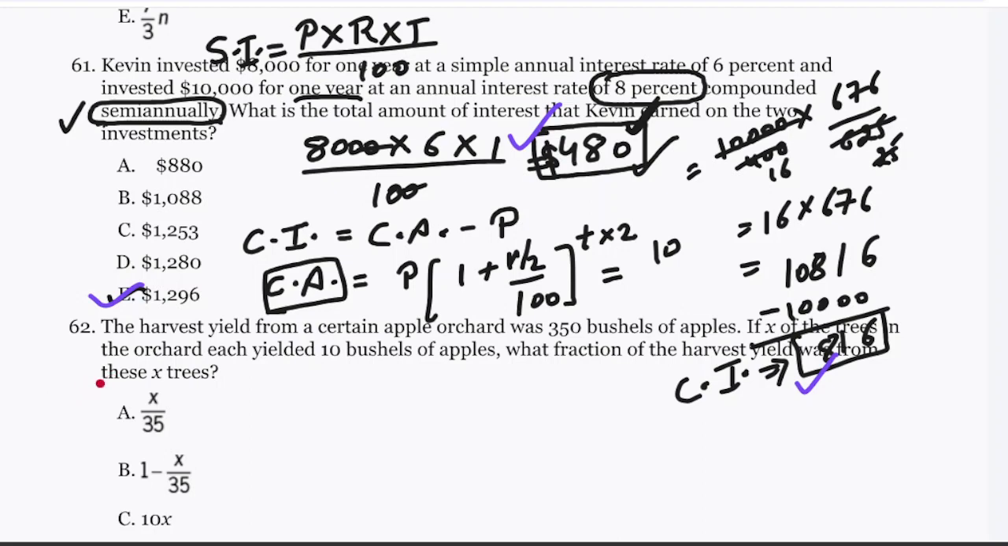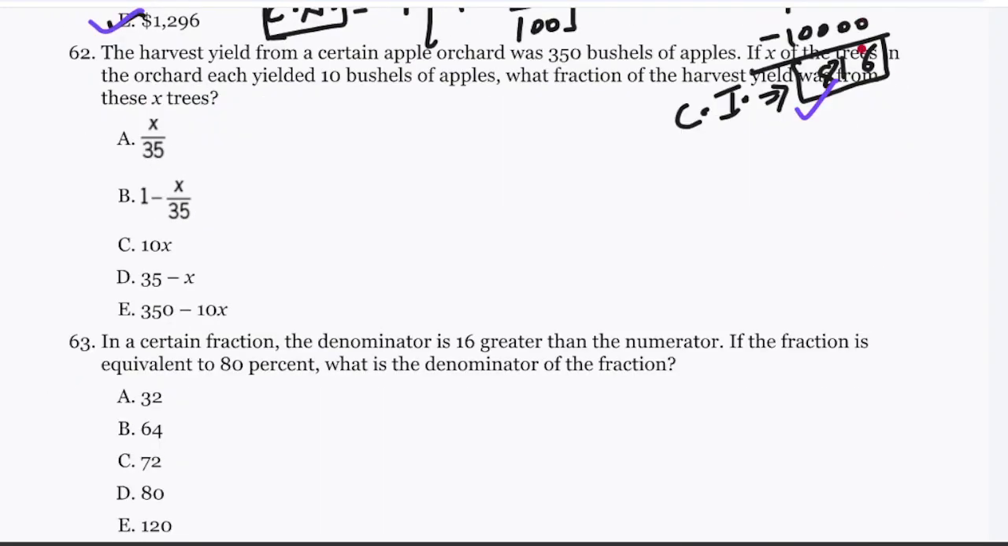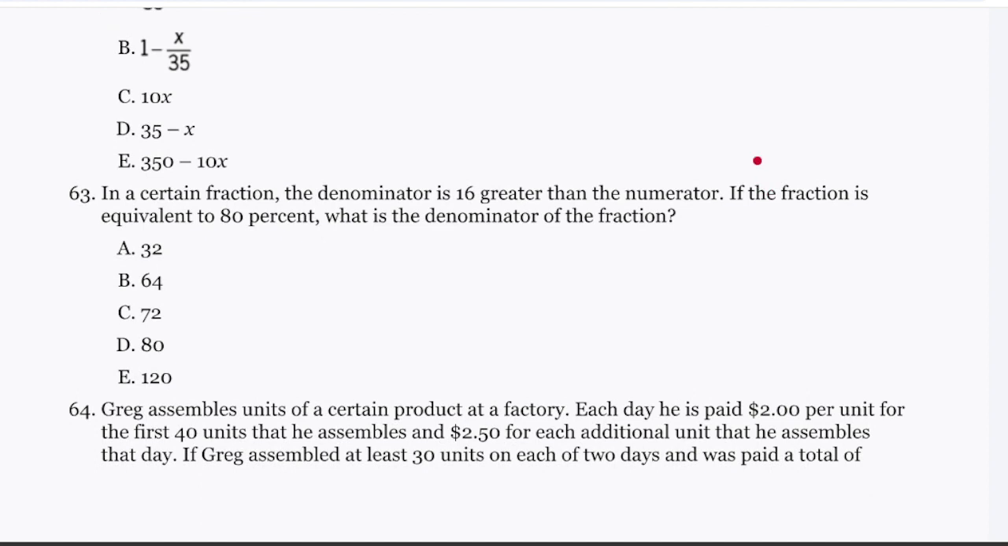Yes sir. Okay. Next, 62. X by 35. Okay, that is right. 63. This one you did not do, this is a doubt.